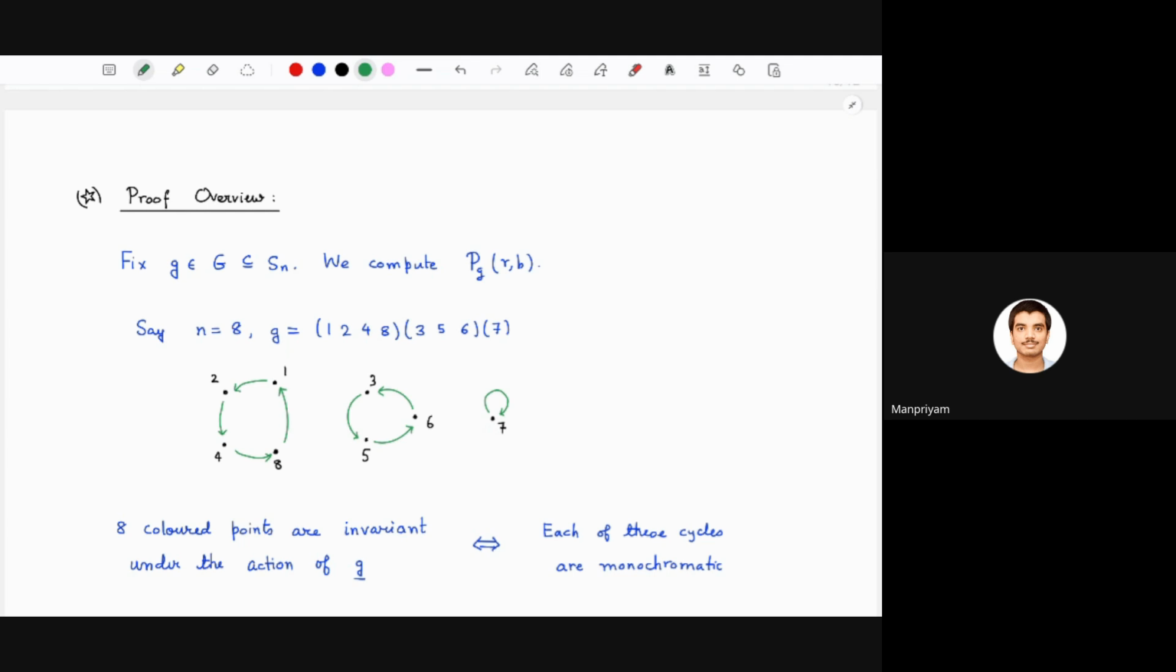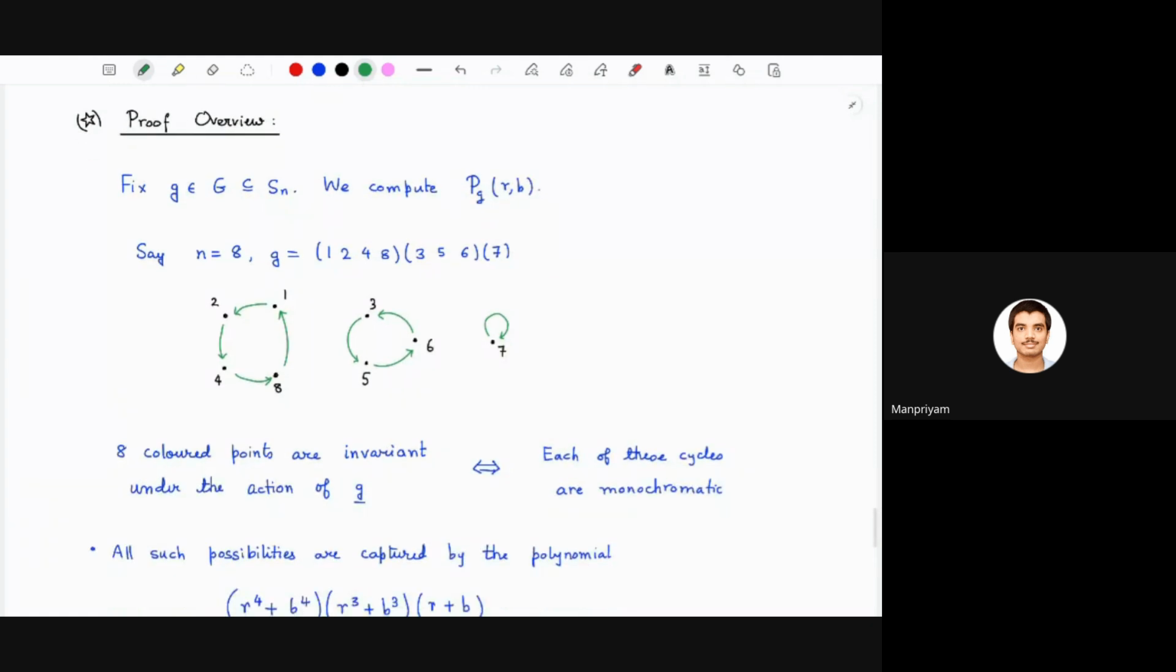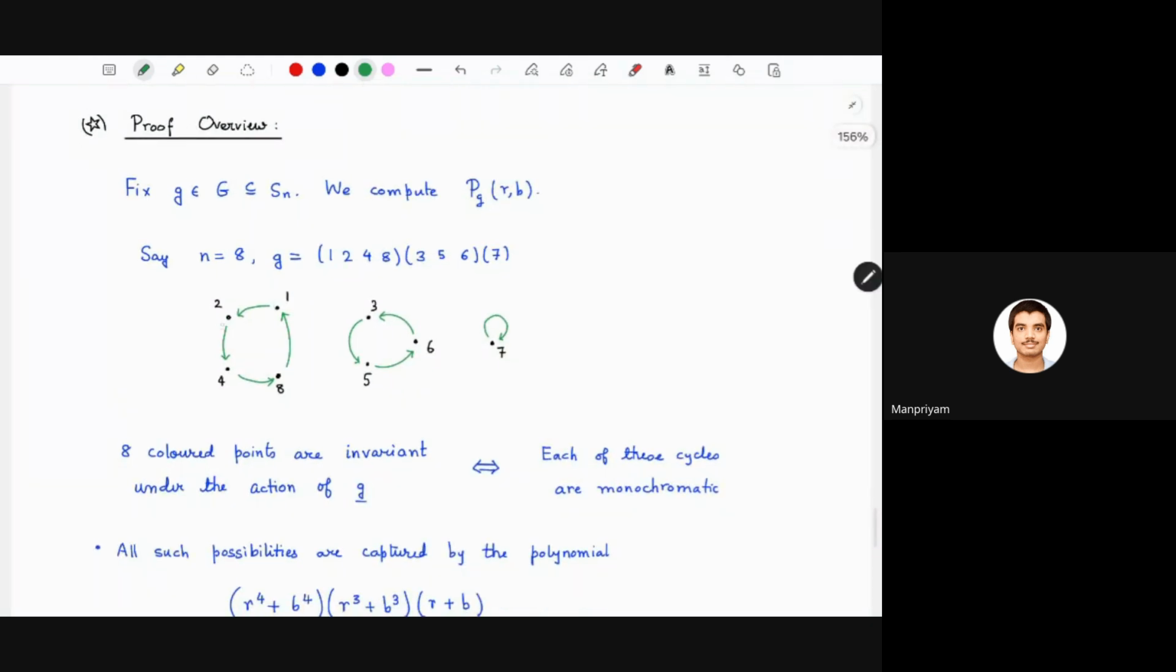So what sort of coloring can I have? You can easily check that 1 must have the same color as 2. Indeed, all the points in this part of the permutation must have the same color. All of them can either be red or be blue. So in particular, these 8 colored points are invariant under the action of G if and only if each of these cycles is monochromatic.